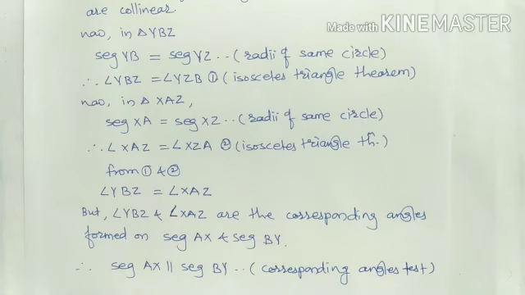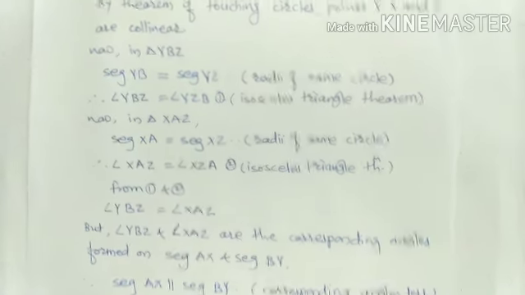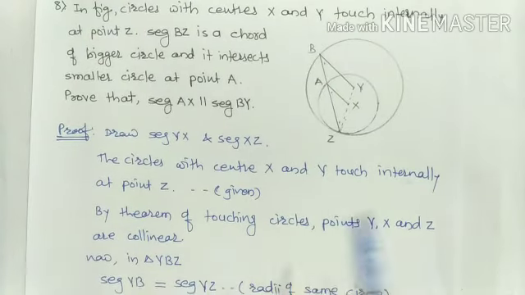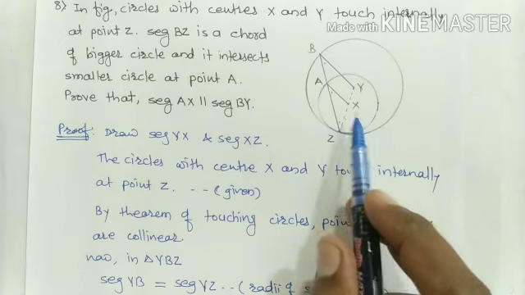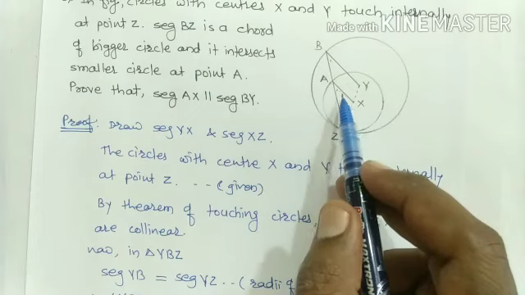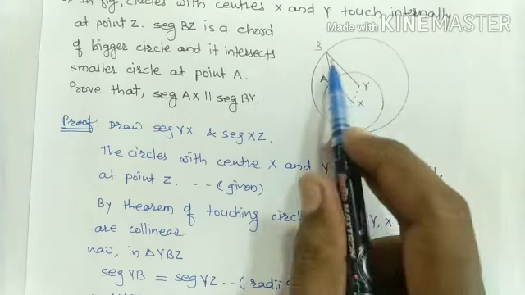In this way, here we prove that segment AX is parallel to segment BY by using the given information and by using the theorem. Which theorems? Theorem of touching circles and corresponding angles test. We prove that AX is parallel to BY.